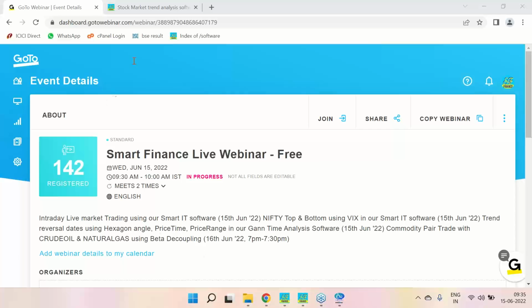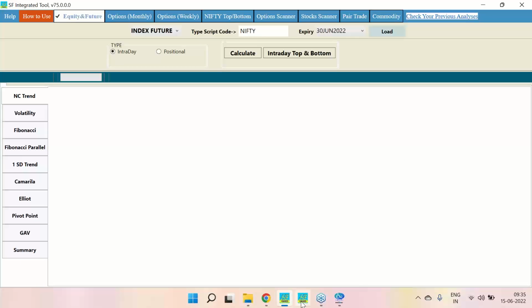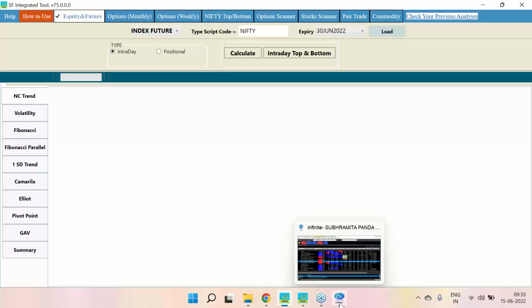So this is what we are going to learn tomorrow. Today's event, we will be seeing the new features added into the Smart IT software, Gann software, and how it is going to help us in our trading. Whenever any trade outcome happens, at that time I always used to say that you must hedge your trade.